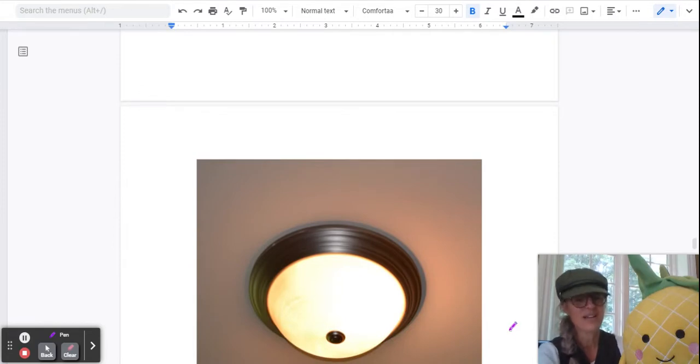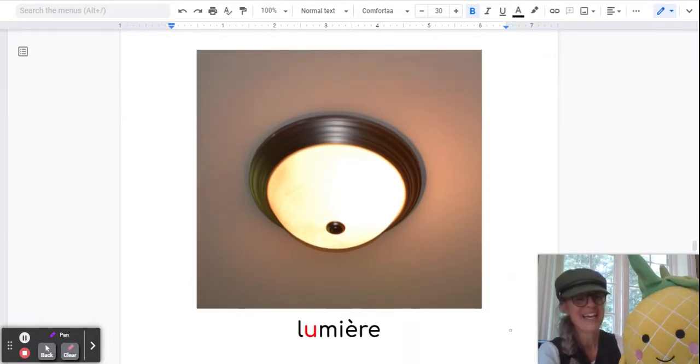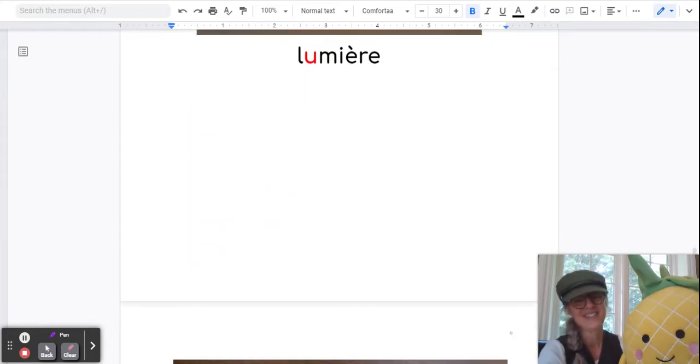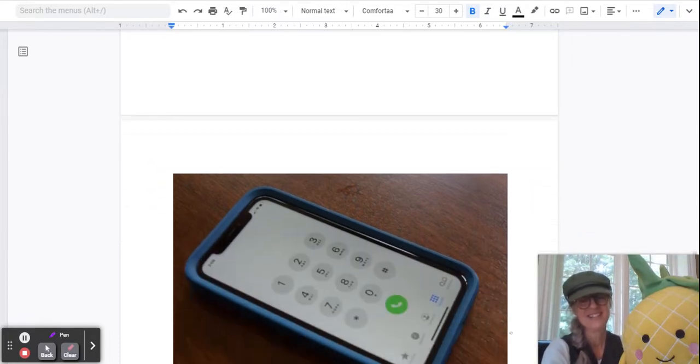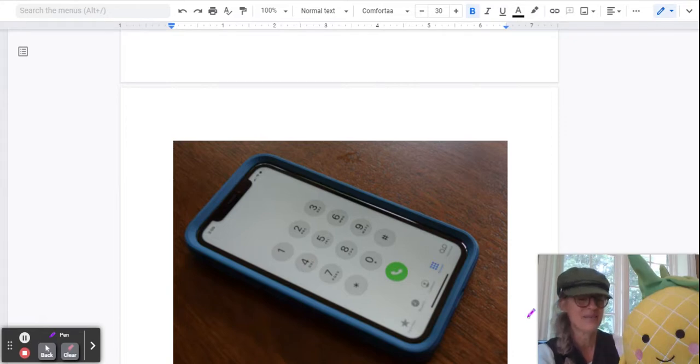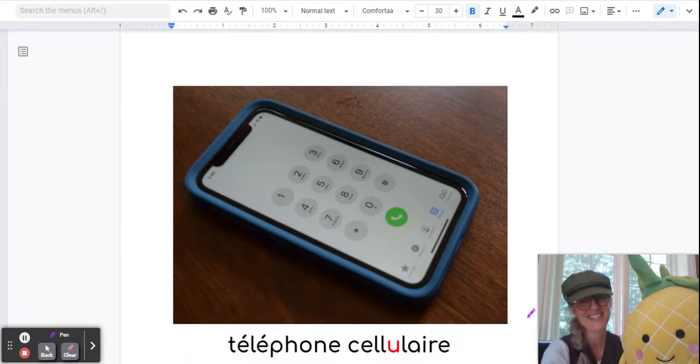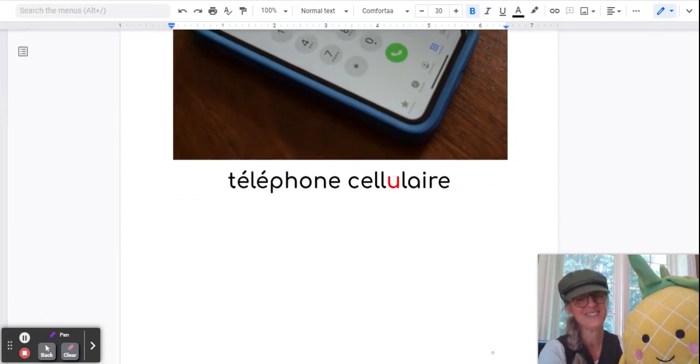This word begins with a L sound. L, L. Do you remember? Lumière. Lumière. Bravo. On continue. There's a clue. Now this begins with the sound T, T, T. And the next word is S. Two words, T and S. Do you know what it is? Did you guess? Téléphone cellulaire. Téléphone cellulaire. Bravo. Continue.